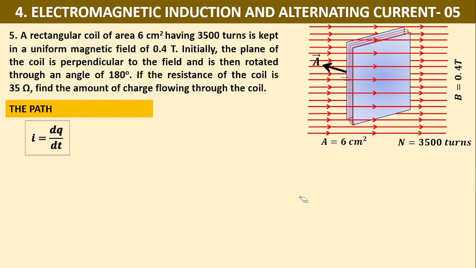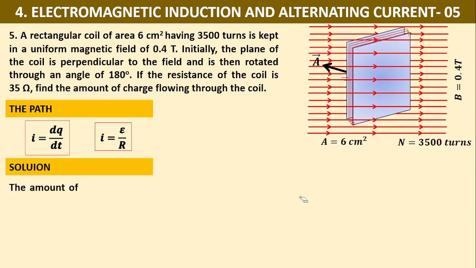Let us solve the problem. The current I is given by dq by dt, and by Ohm's law, I equals epsilon by R. Now let us go to the solution. The amount of charge flowing through the coil is given by the formula dq equals I dt, from the first formula we have taken. Let us substitute I as epsilon by R. This epsilon is the EMF, which is induced due to the rate of change of magnetic flux.